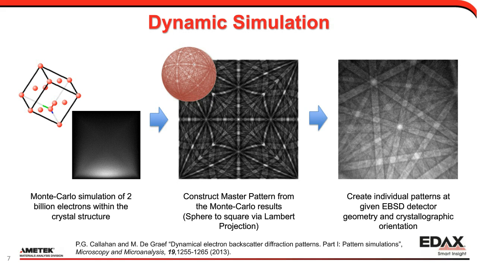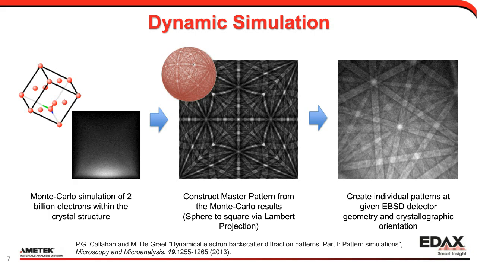And so from that master pattern, along with the Monte Carlo simulation results, you can create an individual pattern for any given EBSD detector geometry and any crystallographic orientation. And that orientation can be given, say, in terms of Euler angles, an orientation matrix, Rodrigues vector, quaternions, whatever kind of mode that you like to use.